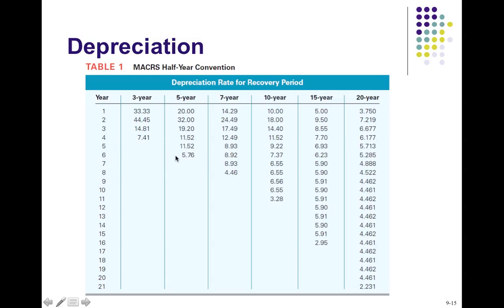Again, why do we spread it out over 6 years? Because this 20% represents 6 months of depreciation in year 1, and this 5.76% represents 6 months of depreciation in year 6. Okay, so that's why a 5-year asset is actually depreciated over 6 years. In the first year we get 6 months, in the last year we get 6 months, already built into the table, already built into these percentages. In these middle years we get a full year's worth of depreciation. Okay, so again, this is what the table looks like. The half-year convention, pretty easy. All 5-year assets in the first year, you're taking 20%. All 7-year assets in the first year, you're taking 14.29%.